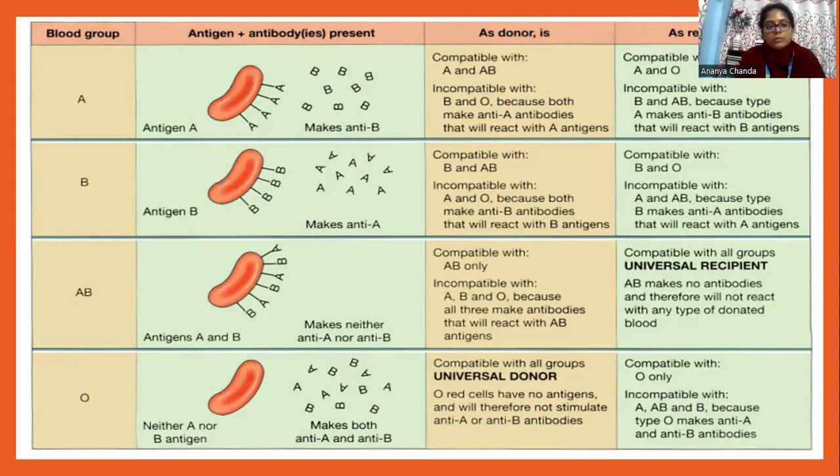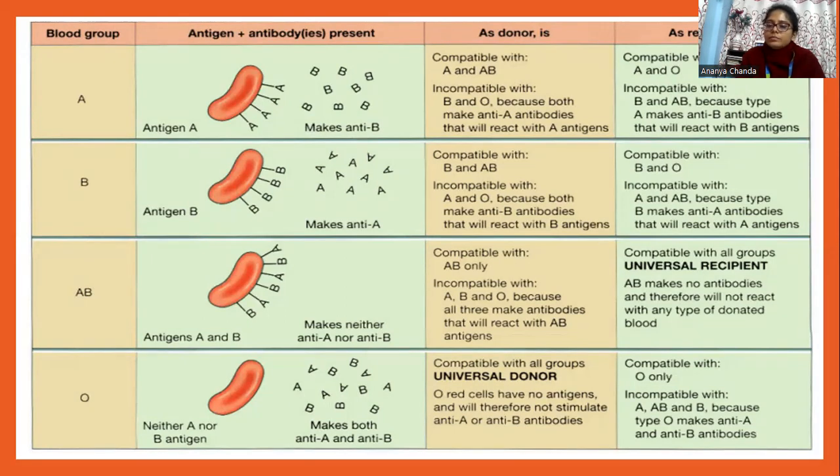Then comes the O blood group type. An O blood group person has neither A nor B antigen on their RBCs, but produces antibody A and antibody B. So to whom can it give blood? It is a universal donor. O is always considered the universal donor. Why? Because O red blood cells do not have any antigen, so if we give it to any blood group type, it will not stimulate antibody A or antibody B in the other blood groups.